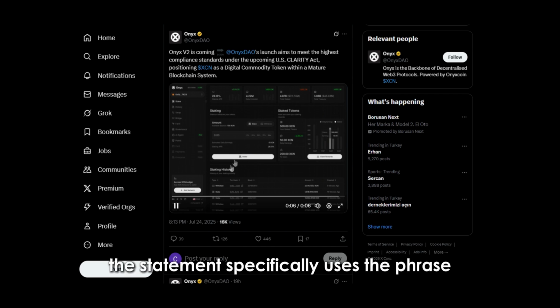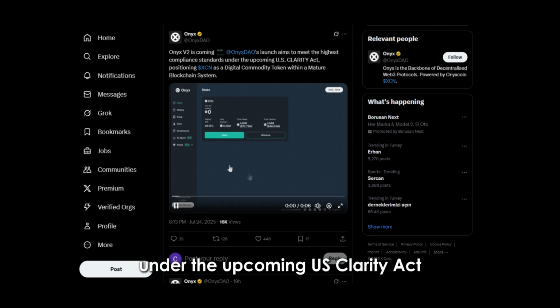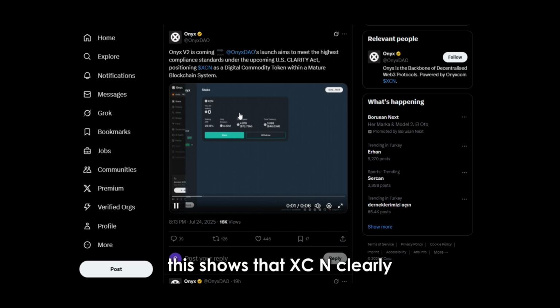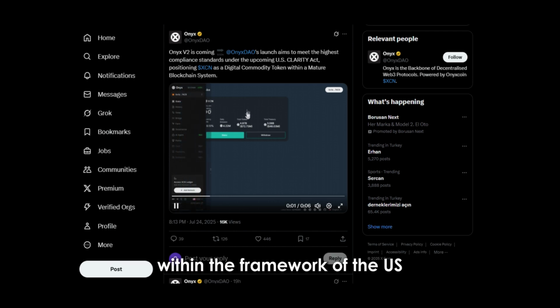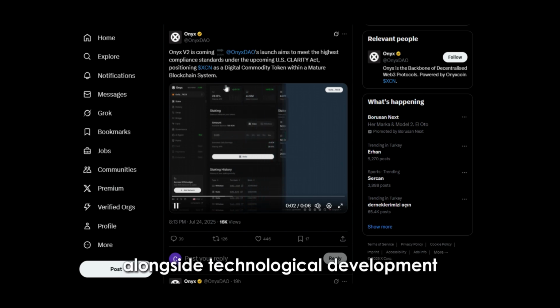The statement specifically uses the phrase "Onyx DAO's launch aims to meet the highest compliance standards under the upcoming U.S. Clarity Act," demonstrating a strong stance on regulatory compliance. This shows that XCN clearly intends to position itself within the framework of the U.S. Clarity Act, signaling that it prioritizes legal compliance alongside technological development.